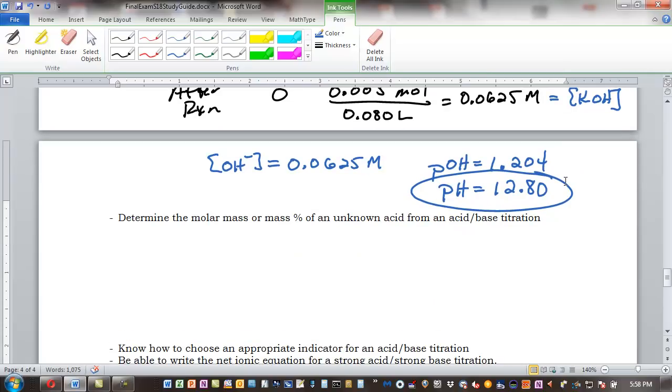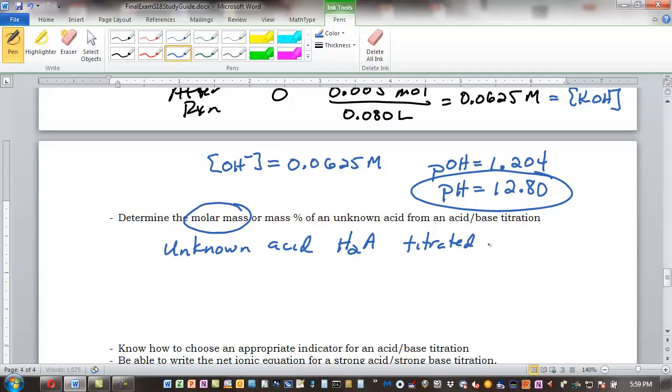Another thing that you'll probably see is something like molar mass or mass percent from a titration. So let's do a molar mass one. Let's say we have an acid, and I'll give you the mass of the acid in just a minute. I'm going to make up a number in just a second.